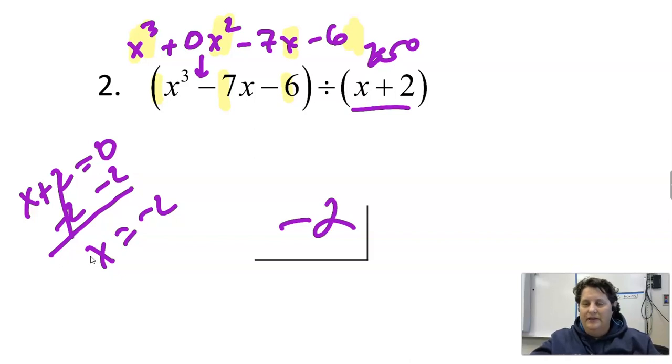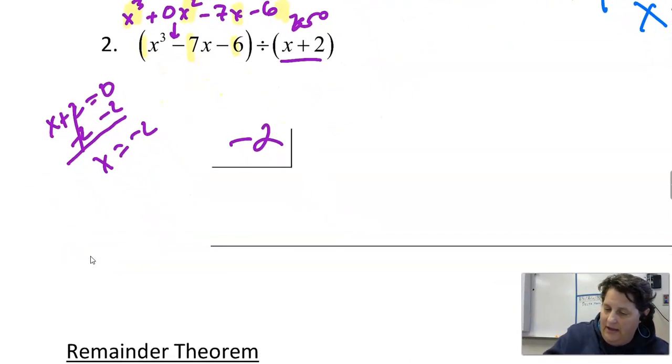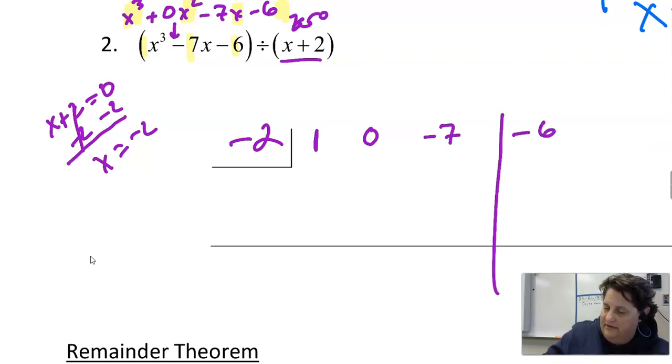Okay, so we'll make sure that we get that idea down, just make sure it goes like 3, 2, 1, 0. So that when I write my coefficients, it's going to be 1, 0, negative 7, negative 6. All right, and here we go.